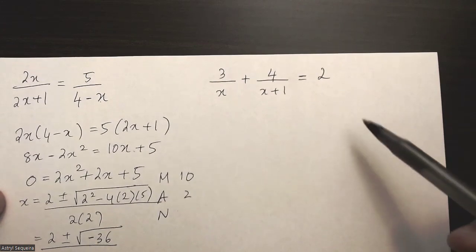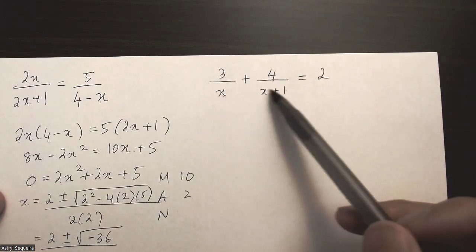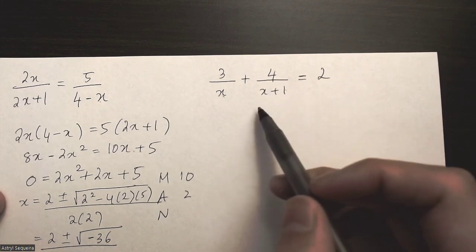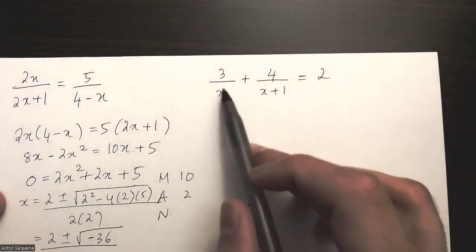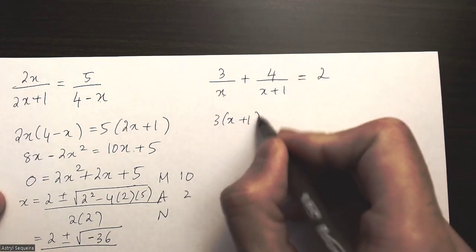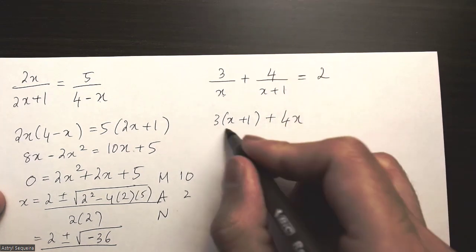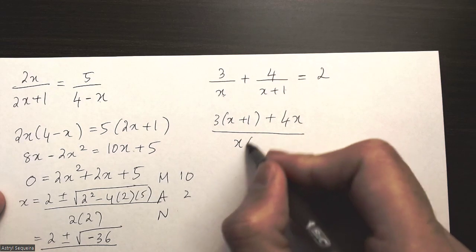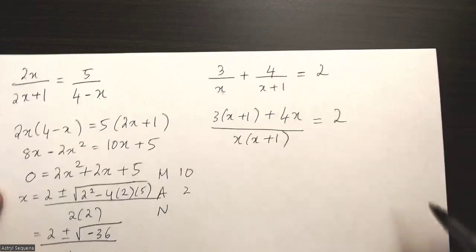Let's take a look at the second question. In the second question, we do not have a common denominator on the left side, so we cannot cross multiply. The first step is to make a common denominator. So I'm going to multiply the top and bottom here by x plus 1, and I'll multiply the top and bottom over here by x, and now I'll have a common denominator of x times x plus 1.